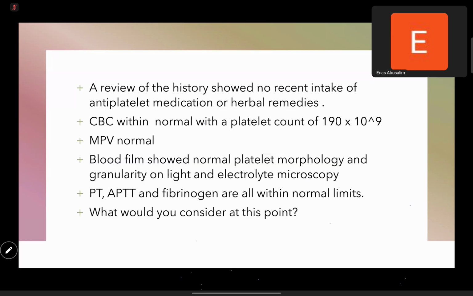It's normal. The size of the platelet was normal. The blood film showed normal platelet morphology and granularity on light and electron microscope. This is a typo. The PT, APTT and fibrinogen were all within normal limits. So what is the problem most likely in this case? Just from the history and this information, we know the patient most likely has a platelet dysfunction rather than thrombocytopenia, and most likely congenital. Okay?